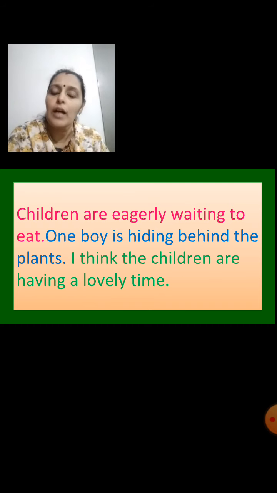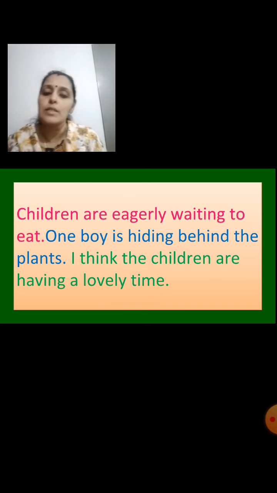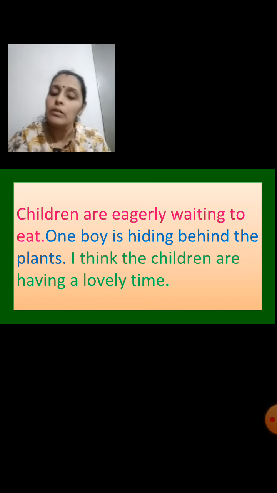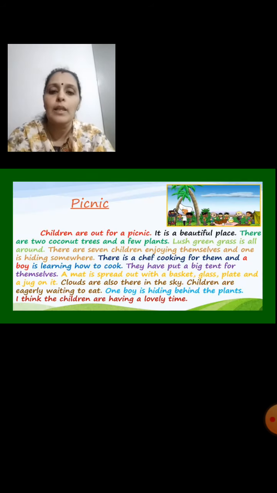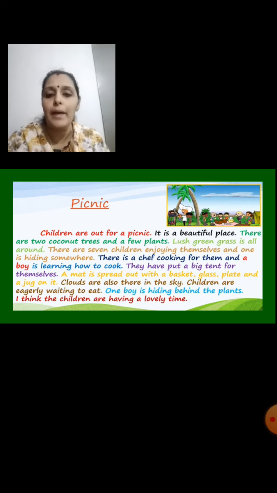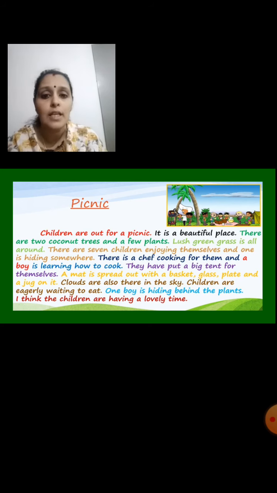Okay, children? Understood? So, this is how we have written the composition. Now, when I put this together, this is how it will look, the paragraph. The heading on the top, picnic. Then, children are out for a picnic. It is a beautiful place. There are two coconut trees and a few plants. Lush green grasses all around. There are seven children enjoying themselves and one is hiding somewhere.